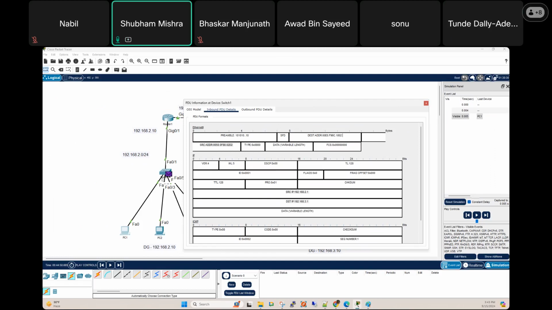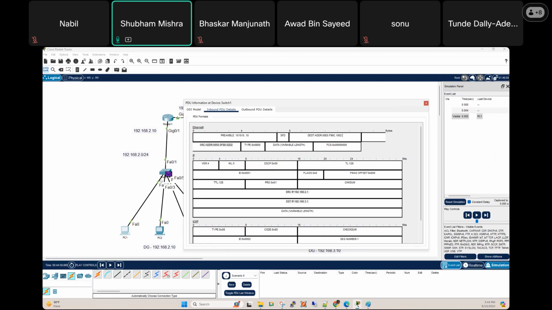We use the switch only and only to connect multiple devices in a network. Right now, just understand this one. Don't confuse it with the layer 3 switch. That is a different scenario we will discuss in a coming lecture when we discuss the switching part. Right now we are using the layer 2 switch, which is only used for forwarding. That's all. So when this packet reaches here, the switch checks the layer 2 address.